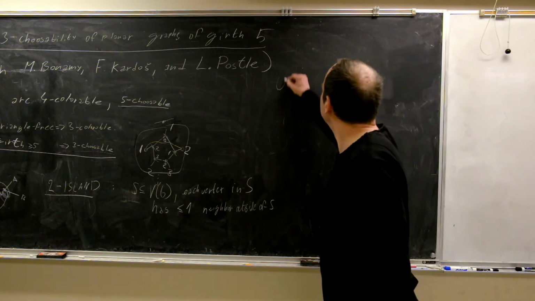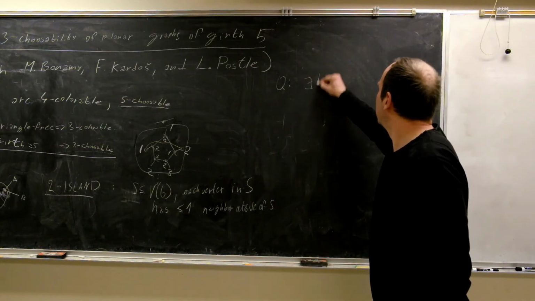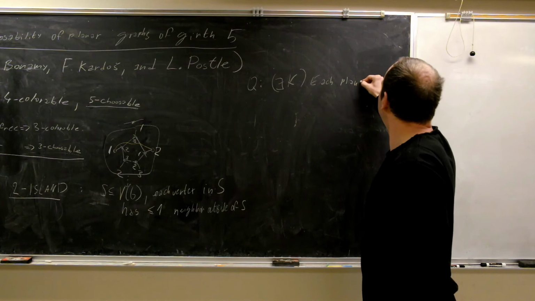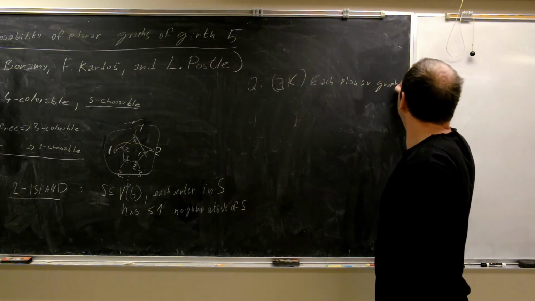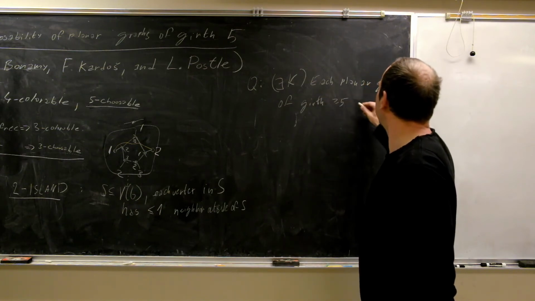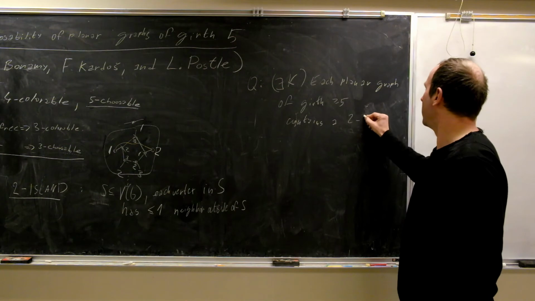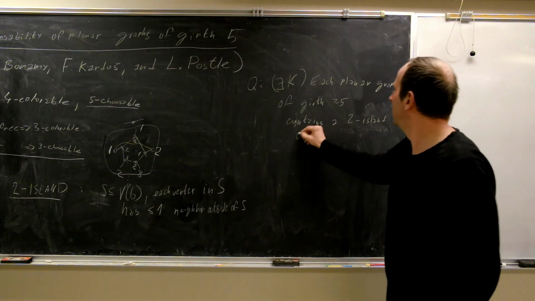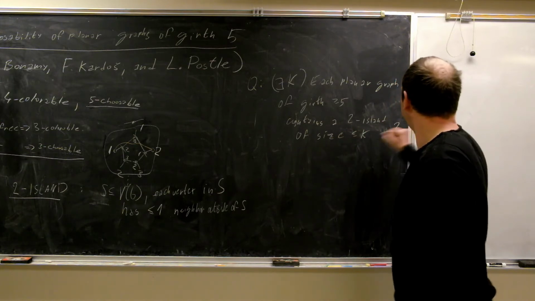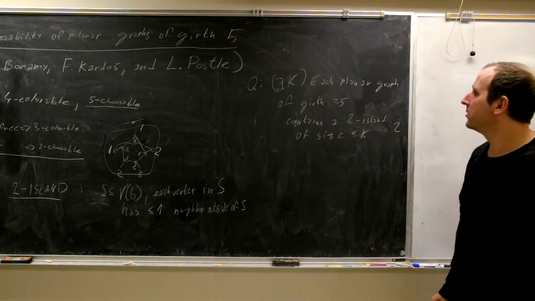So the question: does there exist some number K such that each planar graph of girth at least 5 contains a two-island of size at most K? This is actually known to be true.